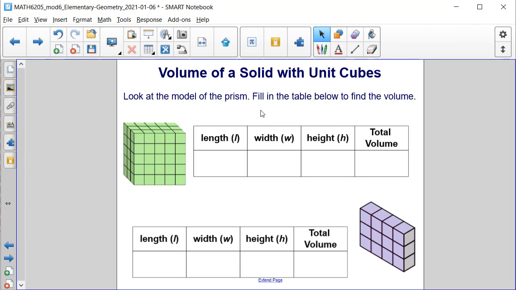Look at the model of each prism. Fill in the table in order to find the volume of each. So let's start with this top one. We have the length here, so let's count it: 1, 2, 3, 4, 5. Its width is back here along the side, and there are 1, 2, 3 blocks wide. And then the height is 1, 2, 3, 4, 5.